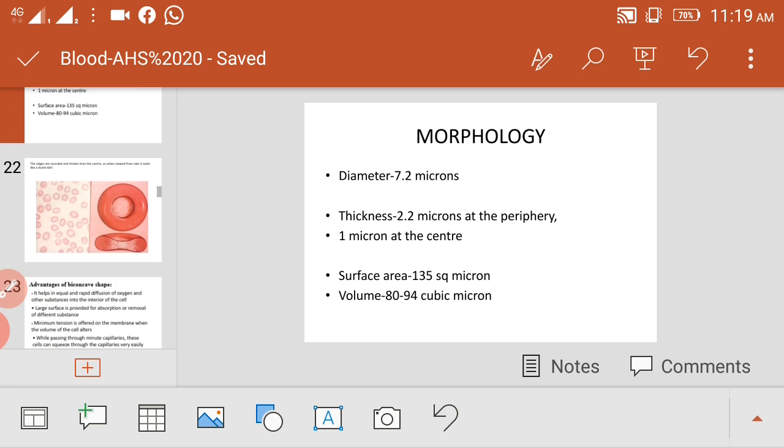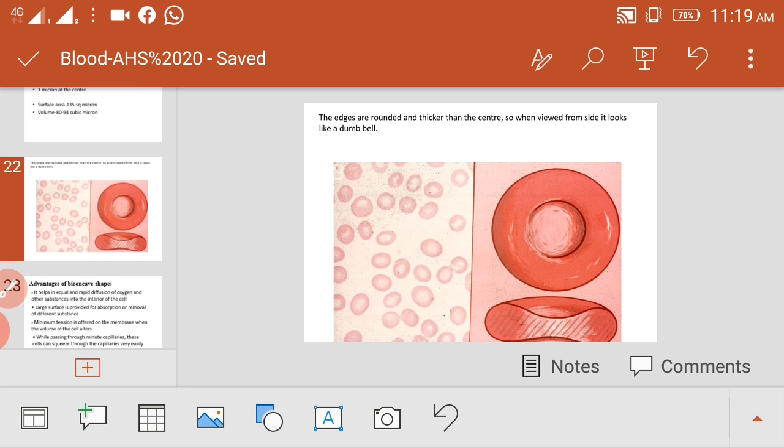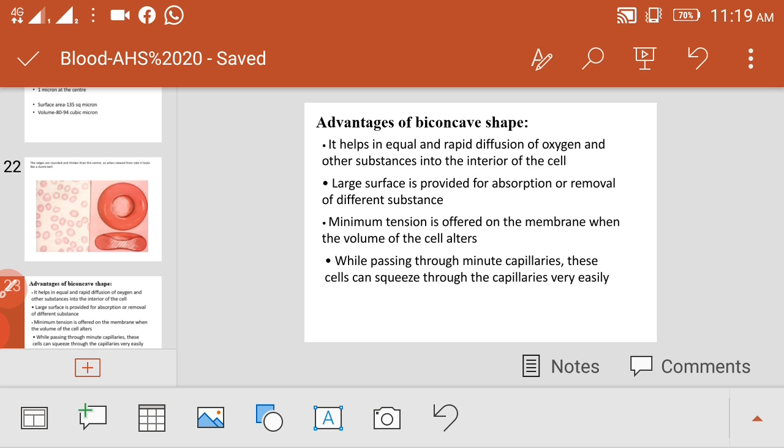Okay, so this is the structure, how it looks under the microscope. As I told, it's a biconcave structure. So what is the use of the biconcave structure? First, it helps in equal and rapid diffusion of oxygen. The main function of RBC is to carry oxygen and carbon dioxide, right? So because of this biconcave structure, oxygen can easily be diffused into the blood.